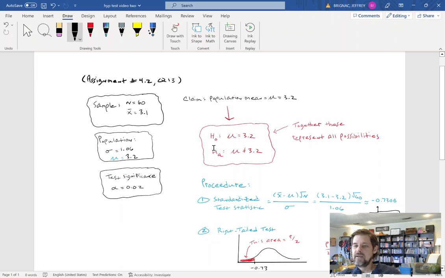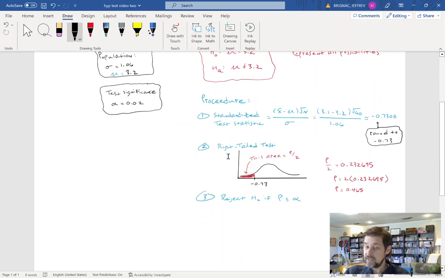Okay, and then the alternate hypothesis is true if the null hypothesis isn't true. So suppose it's not true that mu, the population mean, is 3.2. What's true if this isn't true? Well, what's every other possibility? Mu is not 3.2. So together, the null and alternate represent all possibilities. If this one is not true, this one is, and so on. Okay, all right, so that's how we'll work with figuring out the null and alternate hypotheses.